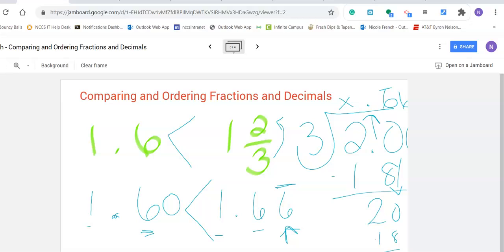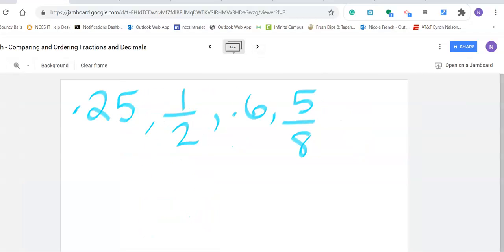So you have to decide when you are comparing and ordering fractions, are you going to use them all as fractions, or are you going to use them all as decimals and convert them all into one specific way?